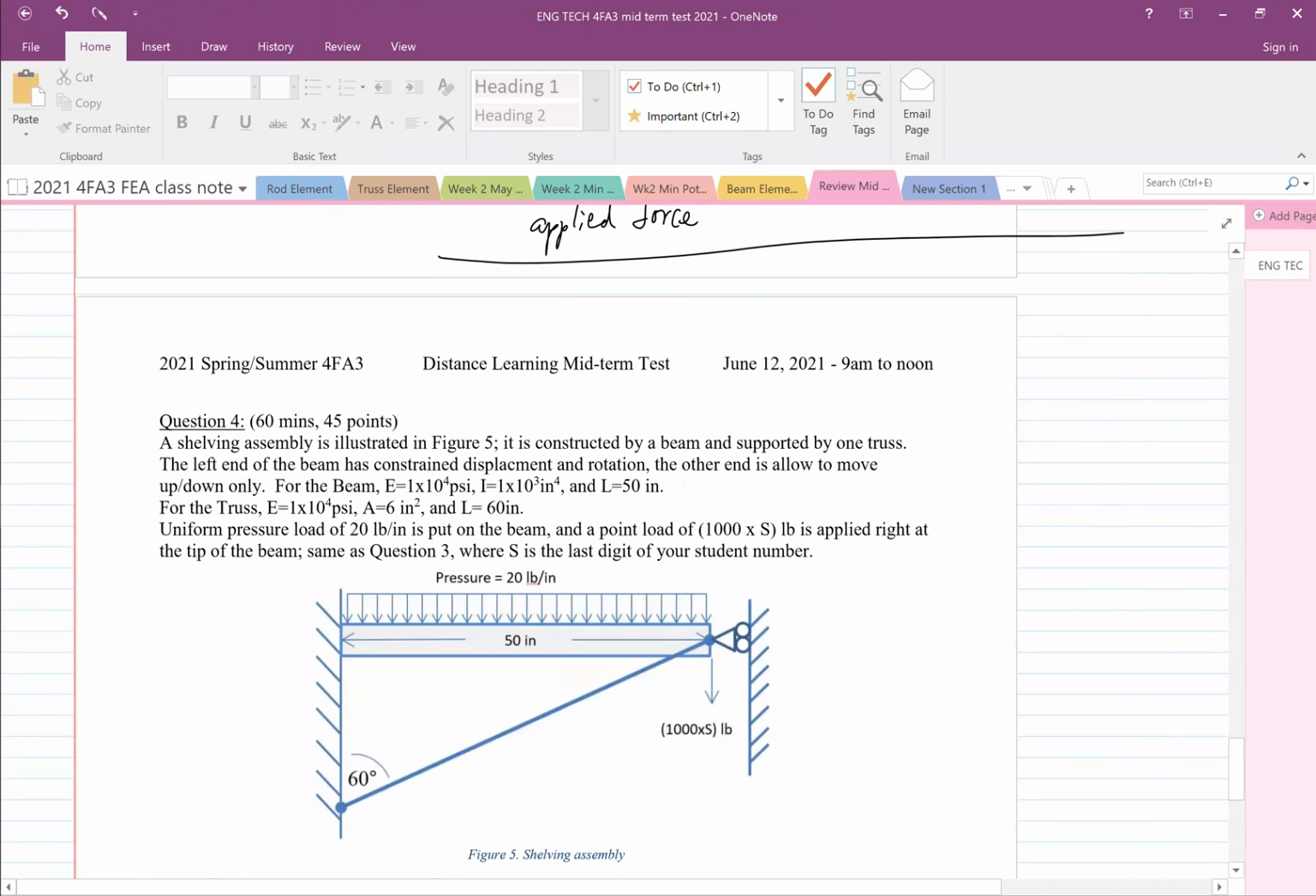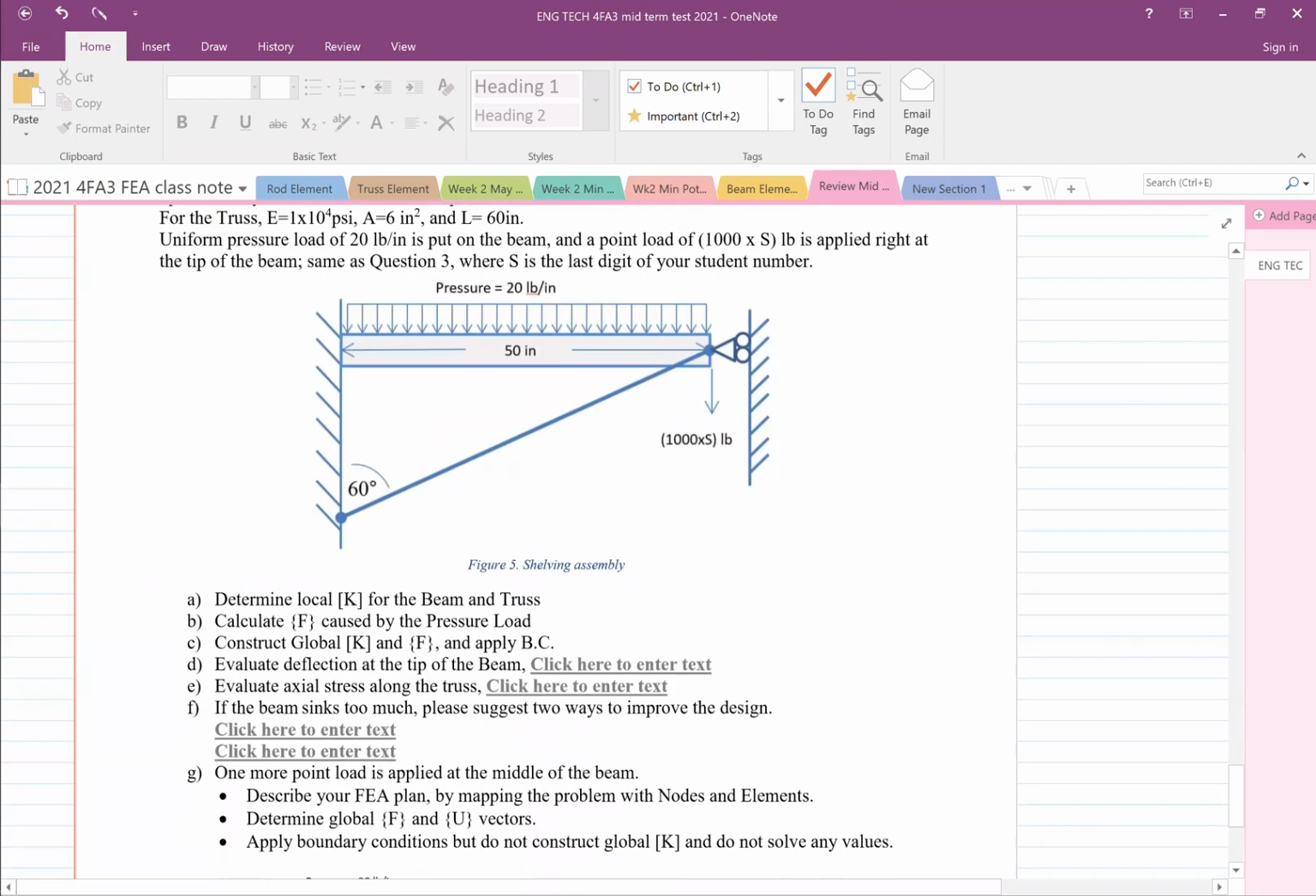Okay, finally, question 4, which is a big one. It is worth almost half of the exam, half of the midterm. It's 45 points, and it's 60 minutes. Okay, you see a problem like that, again, don't panic. The first step, you draw something. You simplify everything into elements and nodes.